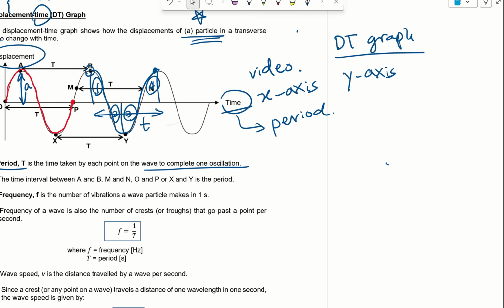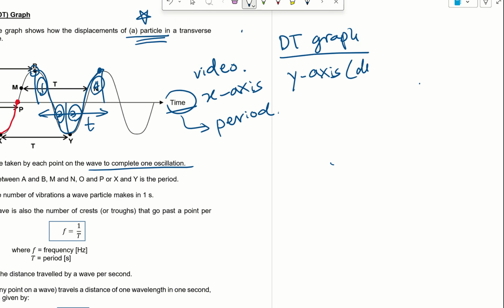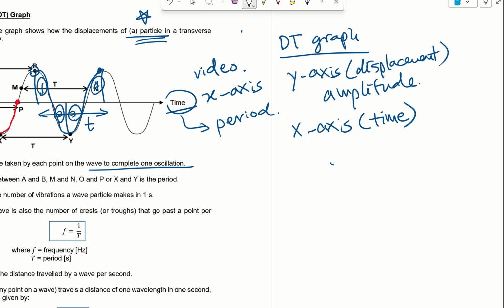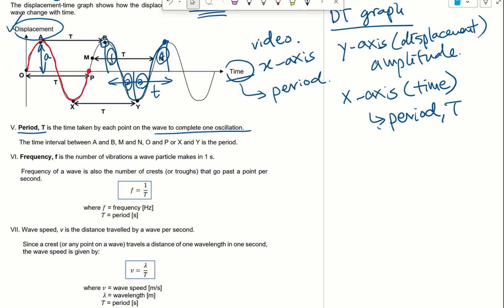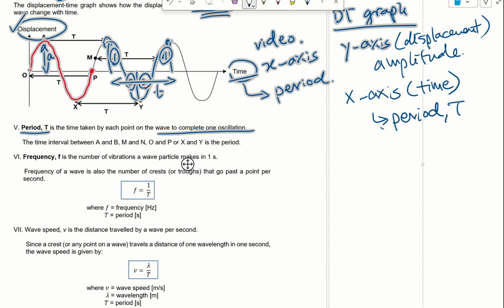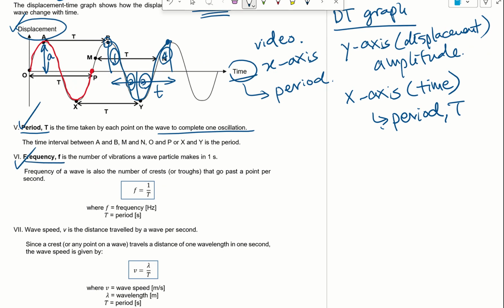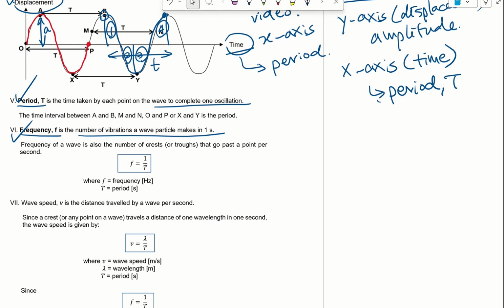DT graph, same thing. Y-axis, it is displacement. We can get amplitude. X-axis, it is time. We can get period. And we use capital letter T to denote period. So next thing we can get is frequency. Now frequency, this was the definition for period. Frequency is the number of vibrations a wave particle makes in 1 second. You need to memorize this.